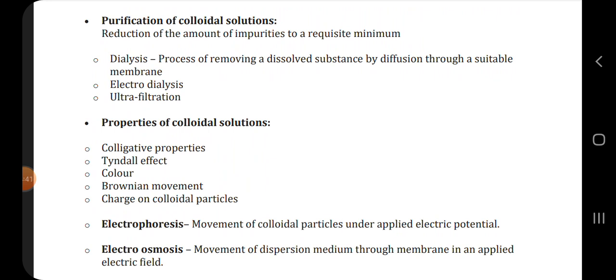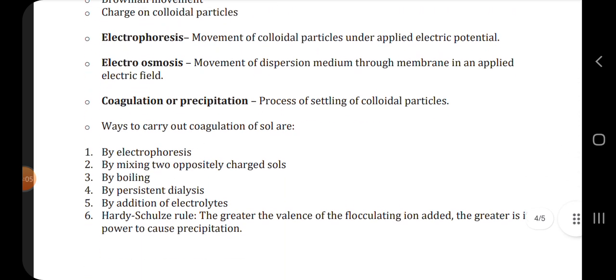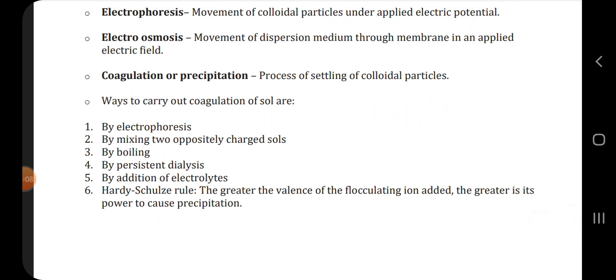Then purification of colloidal solution: reduction of the amount of impurities to a requisite minimum. Dialysis is the process of removing a dissolved substance by diffusion through a suitable membrane. Then electrodialysis and ultrafiltration. Properties of colloidal solution: colligative properties, Tyndall effect, color, Brownian movement, and charge on colloidal particles. Electrophoresis is the movement of colloidal particles under an applied electric potential. Electroosmosis is the movement of dispersion medium through a membrane in an applied electric field.